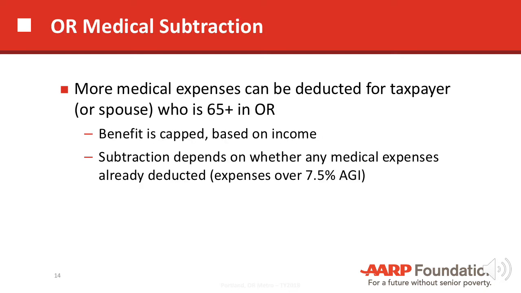If the taxpayer meets age and income requirements, he or she can subtract more medical expenses than at the federal level. Now, that might sound straightforward, but unfortunately, there are other complicating factors. For instance, if the taxpayer's already deducted medical expenses on their federal Schedule A, we can't subtract it a second time. That's part of why this qualifies as significant effort.